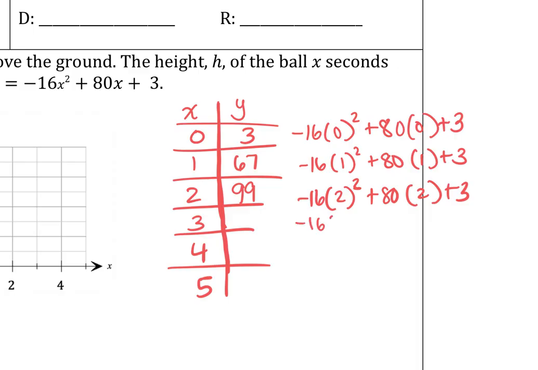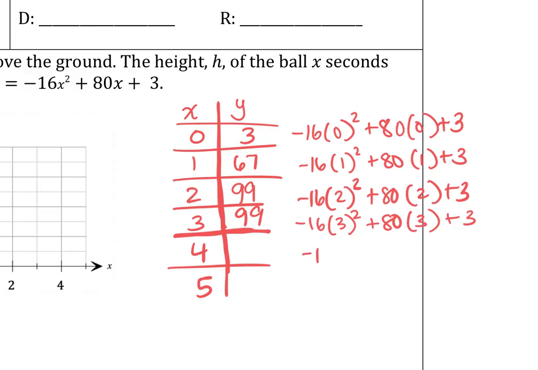All right, a couple more here to plug in so that we can plot these points. So now I'm plugging in 3 for x. It's also 99. Well, think about it. It's a parabola. So that ball is going to go up and then it's going to come back down. So now we're starting to see those y values be mirror images.